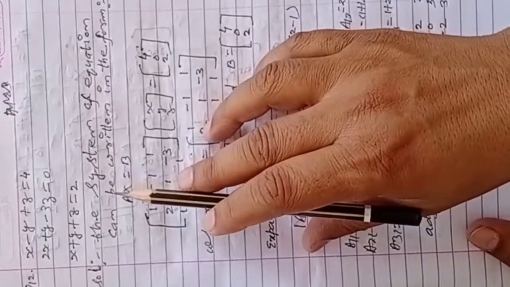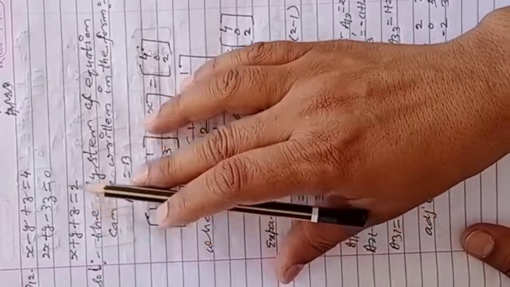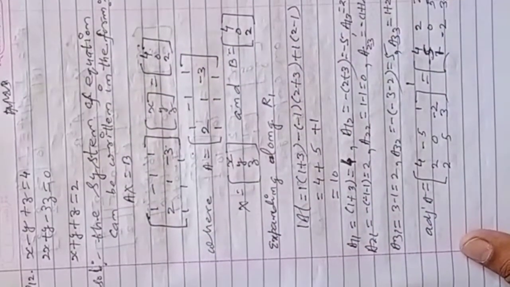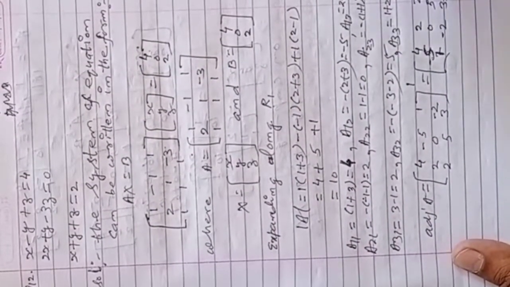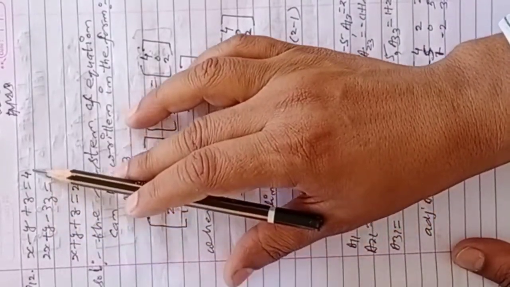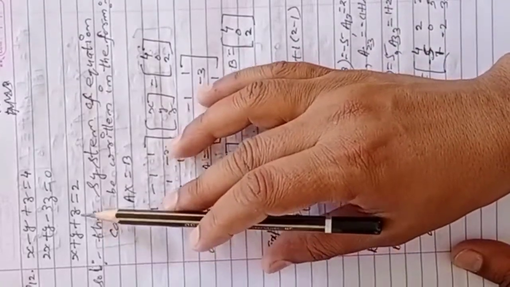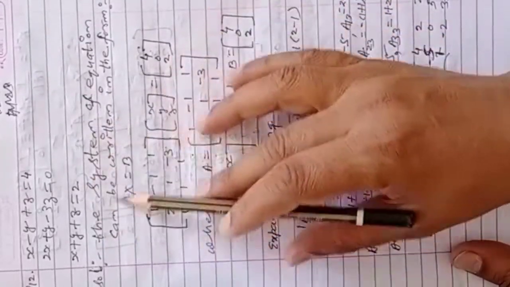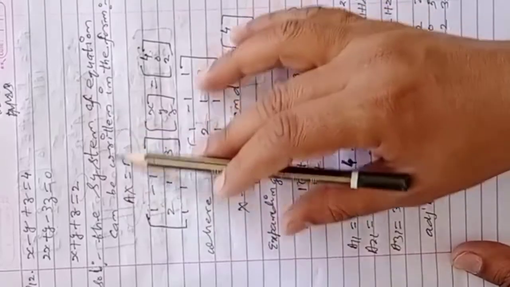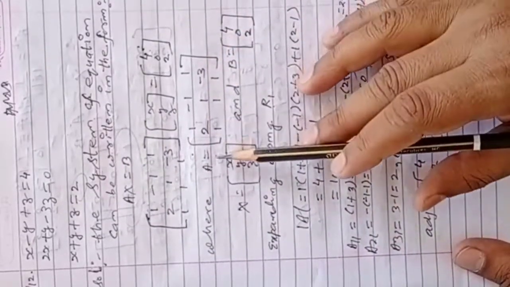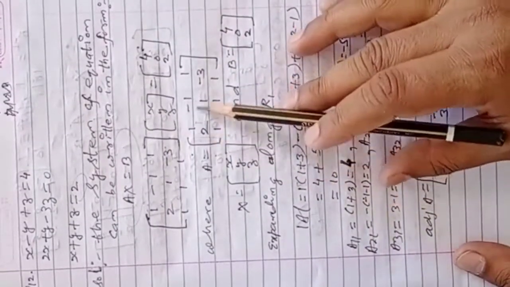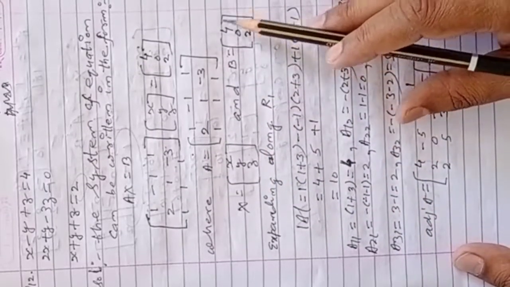Now question number 12 we have. It is a very important question. This type of question always comes in the exam in CBSE class 12. x minus y plus z is equal to 4. 2x plus y minus 3z is equal to 0. x plus y plus z is equal to 2. So first of all, we will rewrite this equation in the form of AX is equal to B. So it is coming like this. A is equal to this, X is equal to this, B is equal to this.